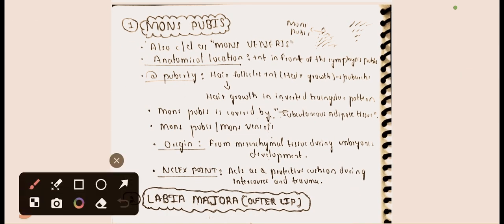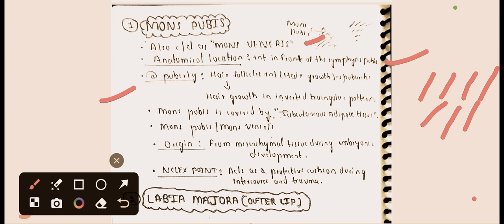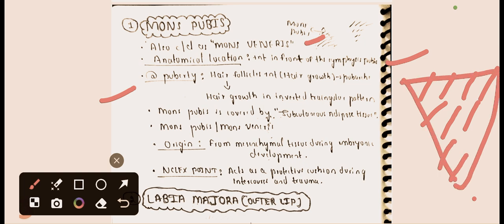First we will study the Mons pubis. What is the Mons pubis? Mons pubis is also called Mons veneris. Anatomically, it is located in front of the symphysis pubis. At puberty, hair follicles produce hair growth in an inverted triangular pattern. What is the inverted triangular pattern? It means the hair grows in an inverted triangular shape.